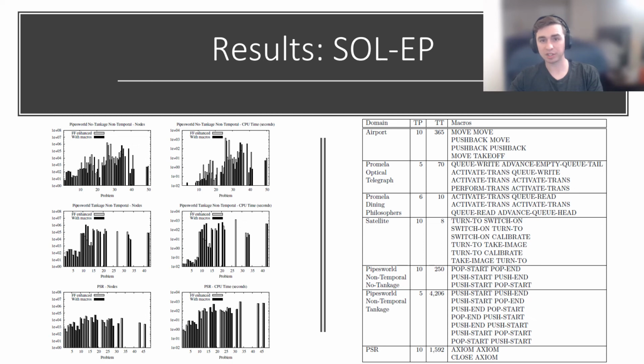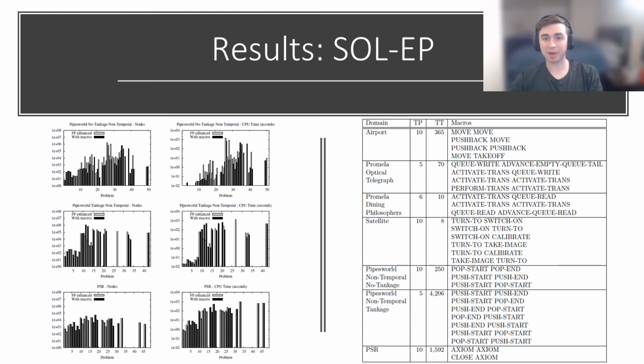The tankage version of this domain had a less significant difference in performance between the 2 planners. Finally, in PSR, macros led to little or no impact. This seems related to the overall complexity of each domain. The table shows the training problems and total training time in seconds for each domain.